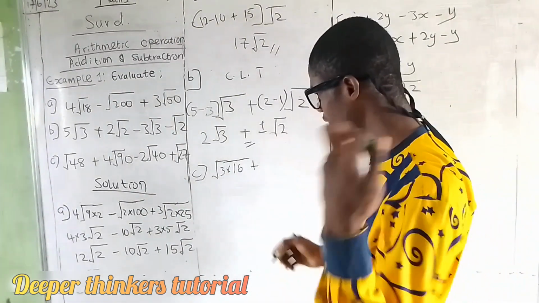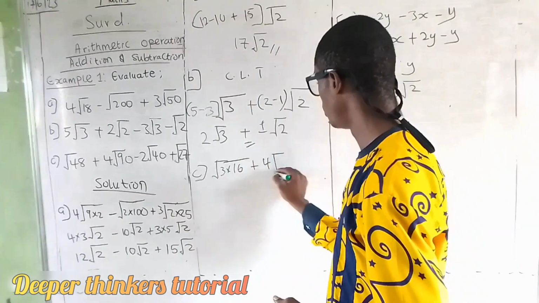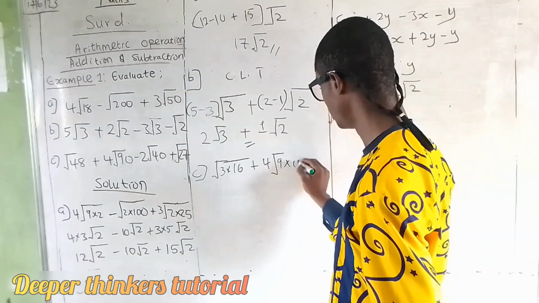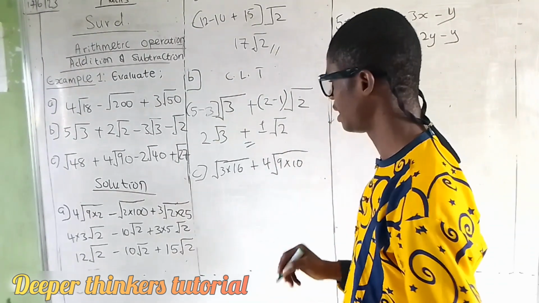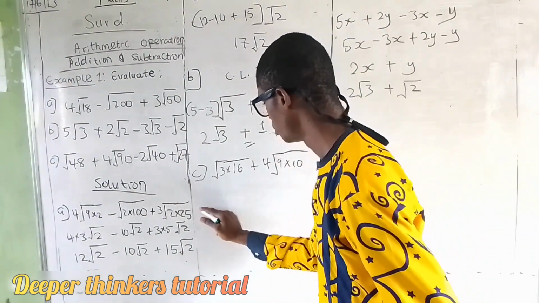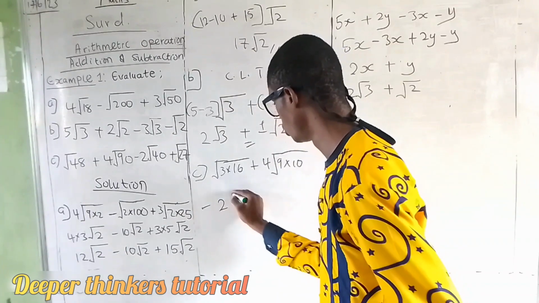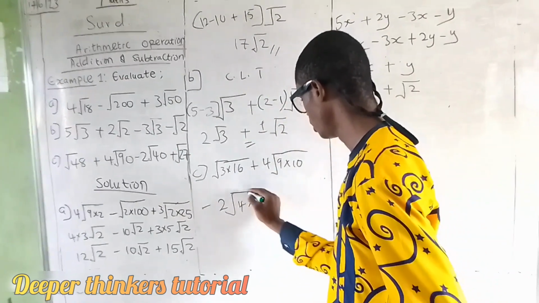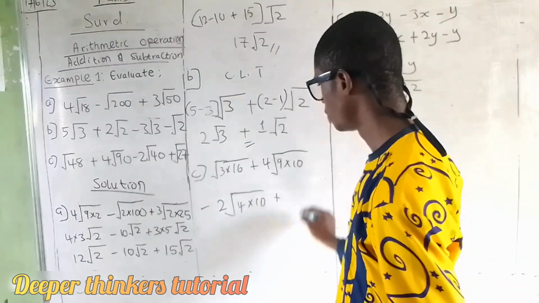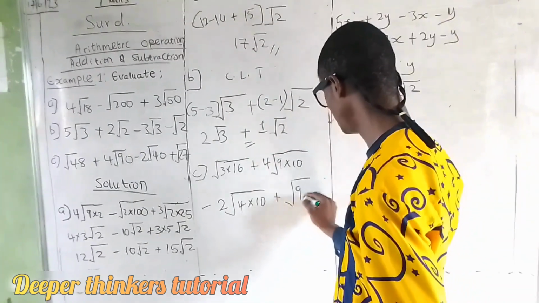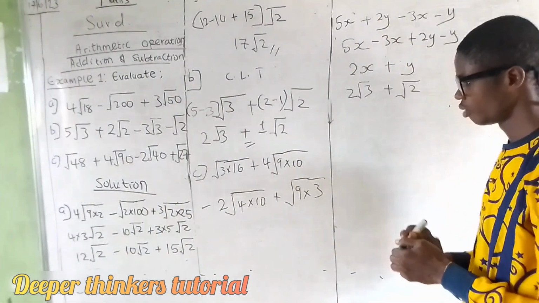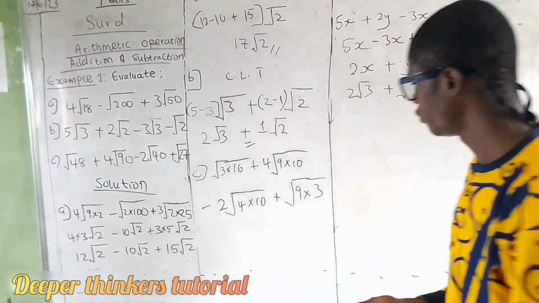Then you can extract from that. We'll have 4 open bracket root 9 times 10. It's only 9 that is the highest. Then minus 2 root, what is the highest here is 4 times 10. Then plus, we have 27, 9 times 3. That's 9 that is the highest perfect square you can see from that.